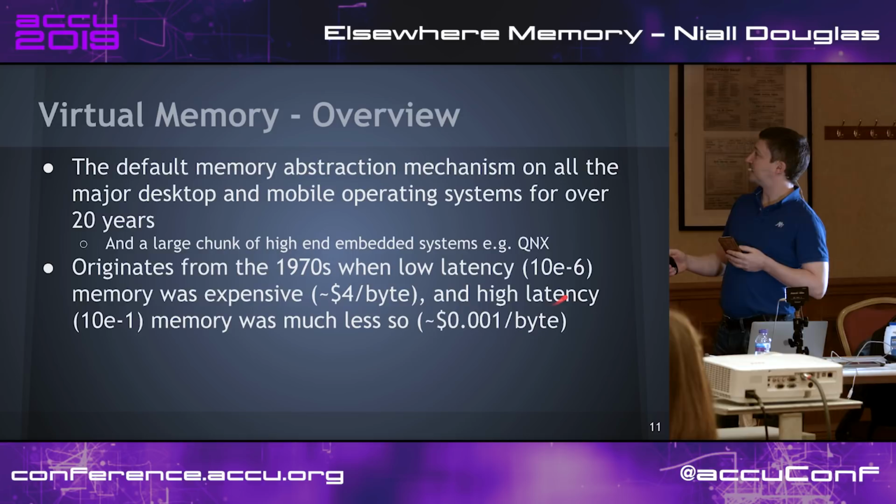And then your hard drive came in at 0.001 dollars a byte. That's around about $1 for a kilobyte. That was hard drives back in 1971, which really makes you think just how much technology has improved since then. But one of the key things was that you wanted your system to run really, really well.